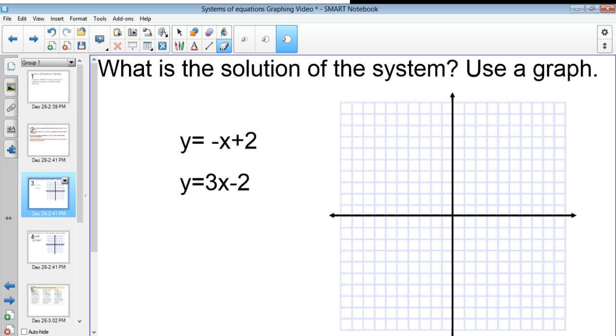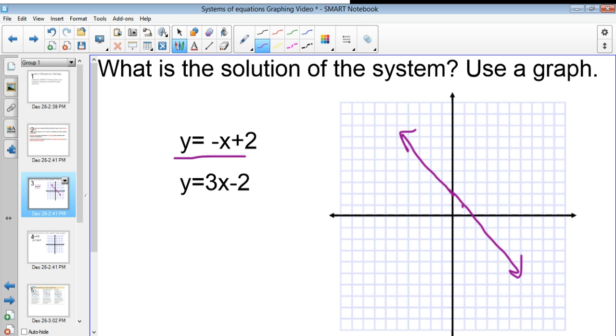So here we start off with these two lines. y equals negative x plus 2 and y equals 3x minus 2. Now we know that these are not parallel or perpendicular lines or anything like that, or even the same line. We know that these are two different lines. So let's go with this first one. It has a y-intercept of 2 and then a slope of negative 1. So I'm just going to graph that real quick.